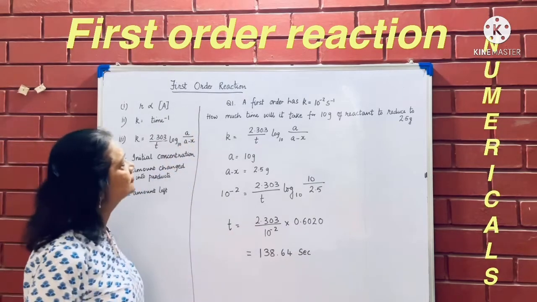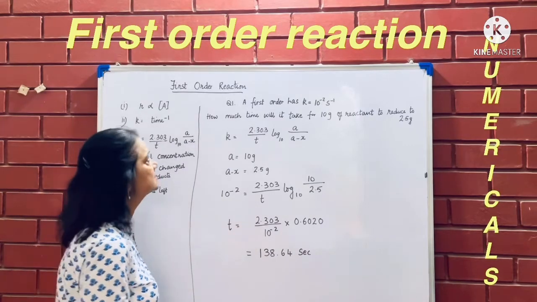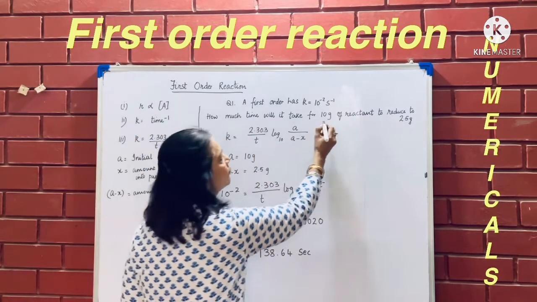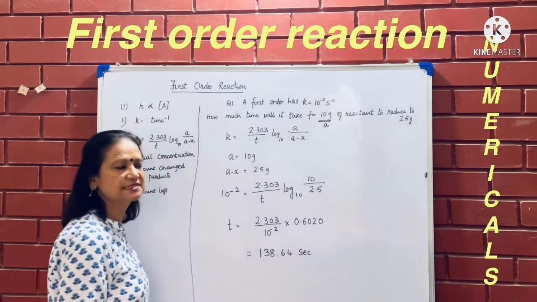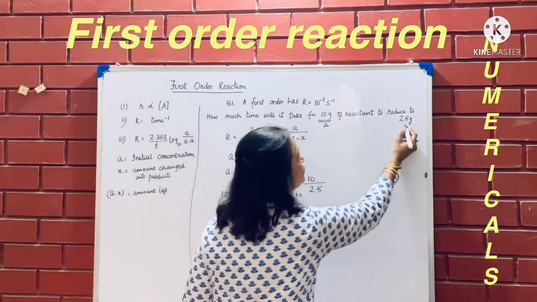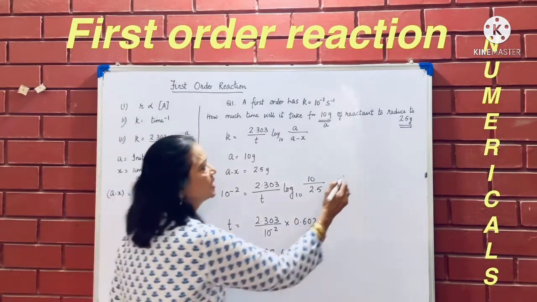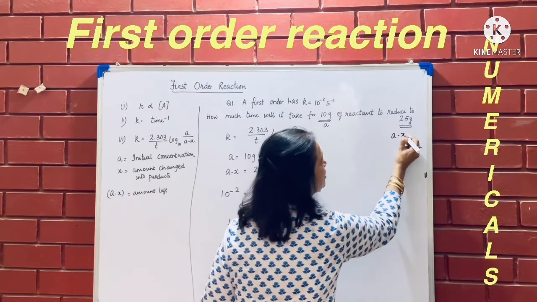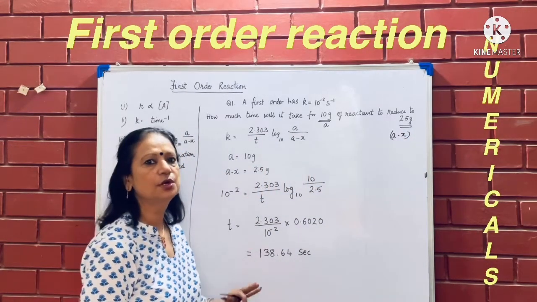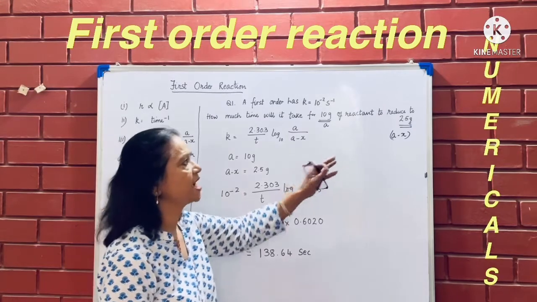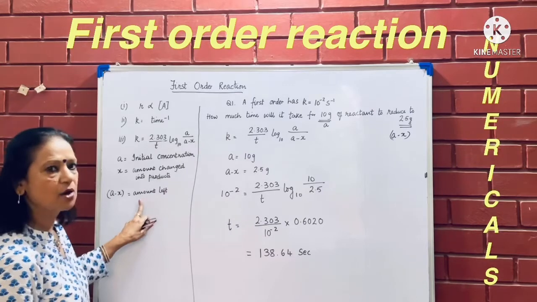So the question says a first order reaction has K value 10 to the power minus 2 second inverse. How much time will it take for 10 grams, initial concentration is 10 grams, which means this is A, to reduce to 2.5 grams. The final thing is 2.5. That means A minus X totally is 2.5, because that is left behind. So A minus X was the amount left.